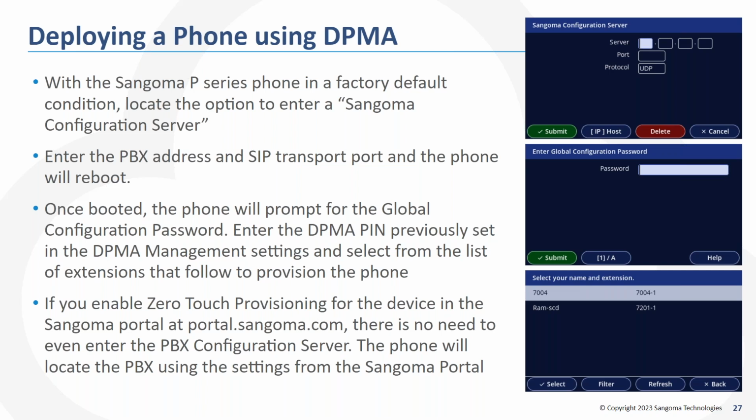And if you enable zero-touch provisioning, or if you are on a LAN that has a DHCP option 66 set, you don't even need to enter the server of the PBX. It will discover that automatically using either the DHCP option or the zero-touch provisioning server. If you want to enable that for your phone, you browse to portal.sangoma.com and configure the phone to get the PBX configuration details directly from the portal.